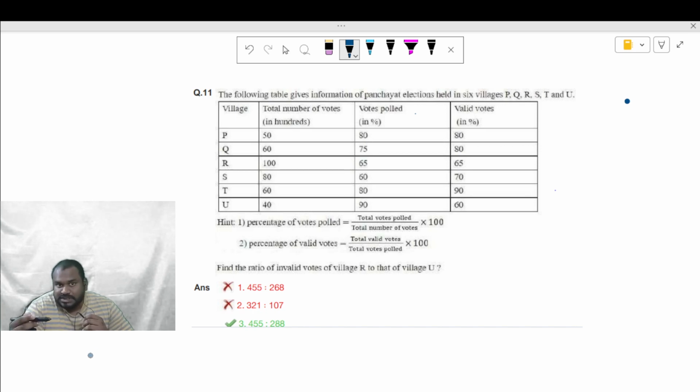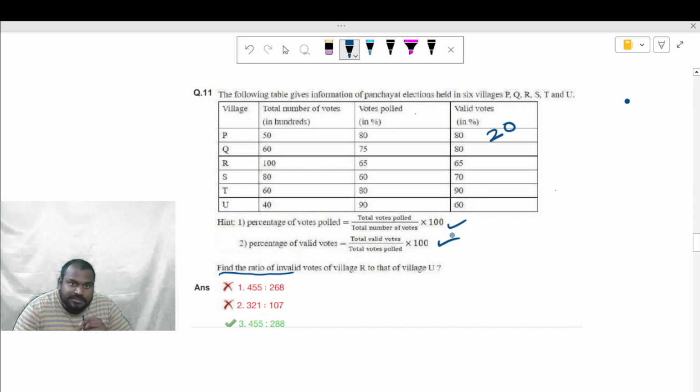In that, votes polled is 80%. So it means 80% of 5,000 votes are being polled, out of which valid votes are 80%. And invalid votes will be, see, valid votes are 80%, nothing but invalid votes are 20%. Why am I finding the invalid votes? Because here, find the ratio of invalid votes of village R to that of village U. It's a question asked. And here some formulas are given.